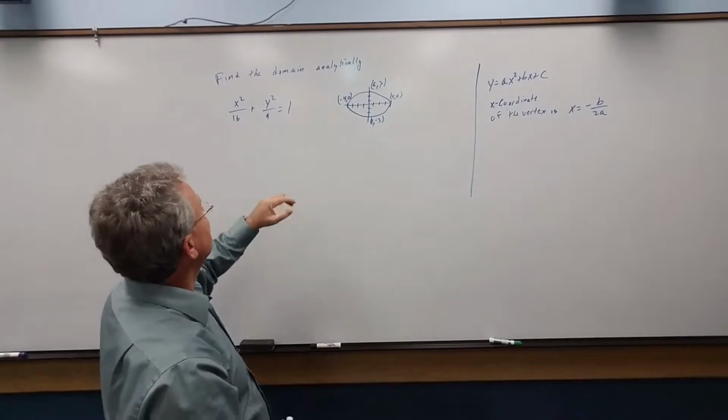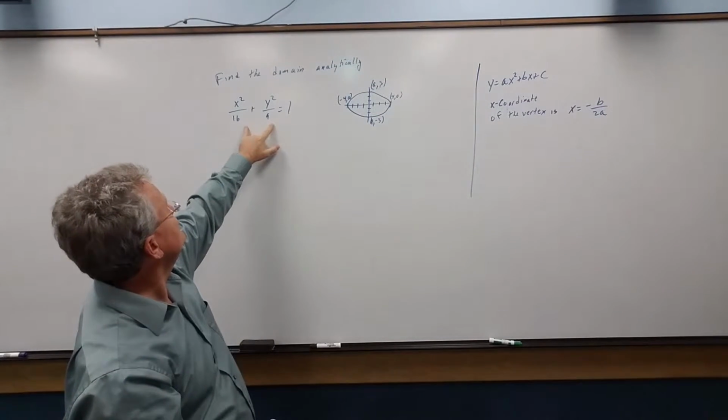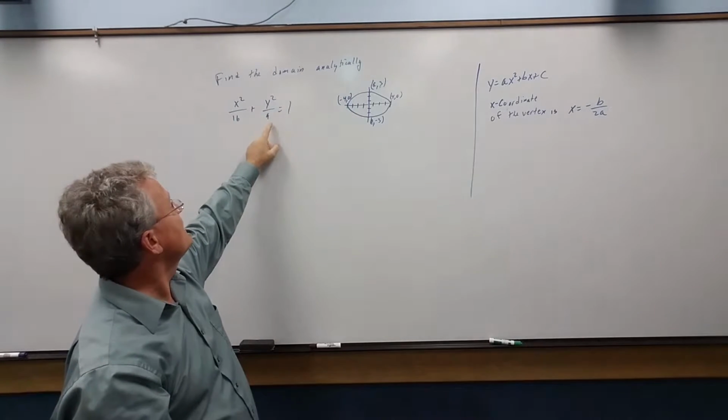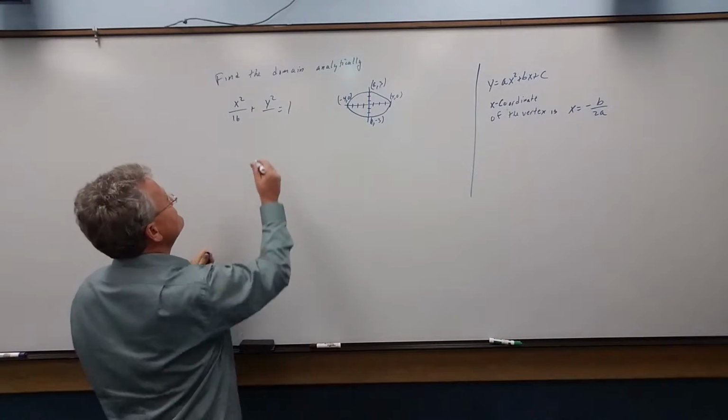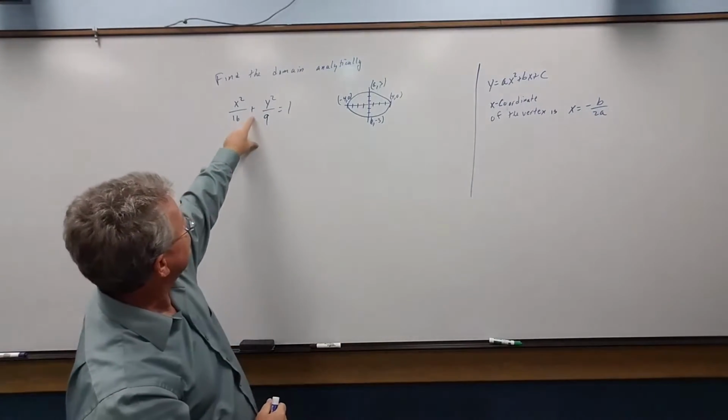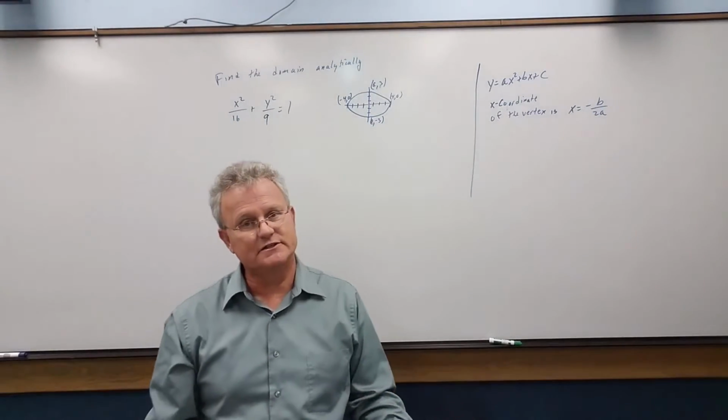All right, in this example, let's say we're considering the ellipse x squared over 16 plus y squared over 9 is equal to 1. Well, again, for ellipses, we see it's an addition. That's what tells us it's an ellipse.